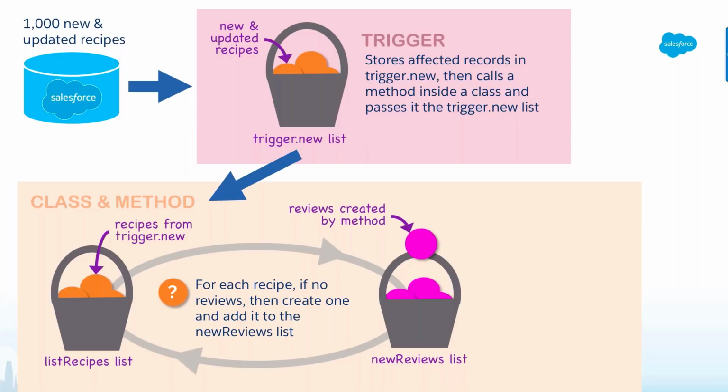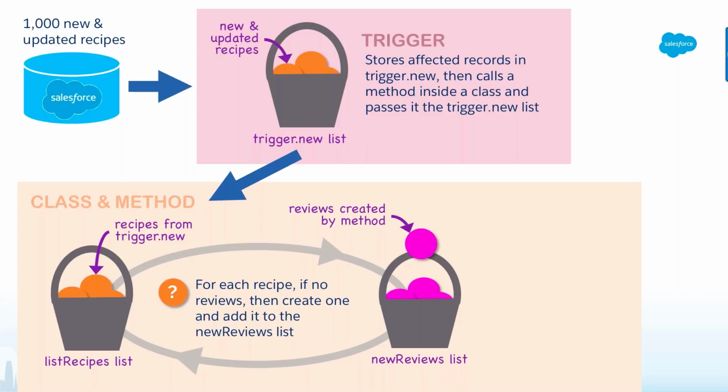So then we have a section that is going to ask a question of each record. Does the recipe have at least one review on it? If it has no review, then it's going to create one and associate it with the record, set some default data, and then save it into another list called new reviews.